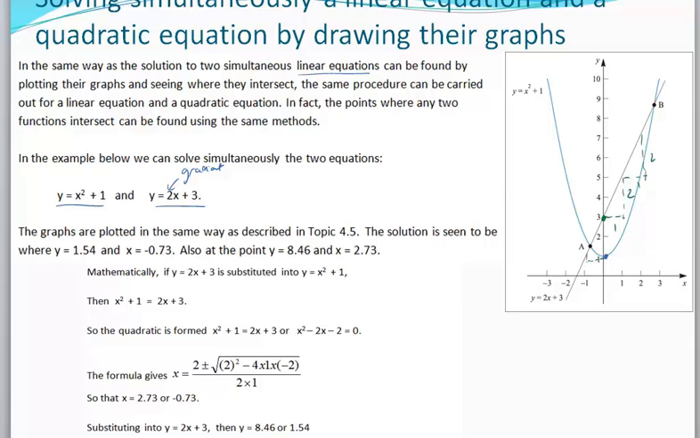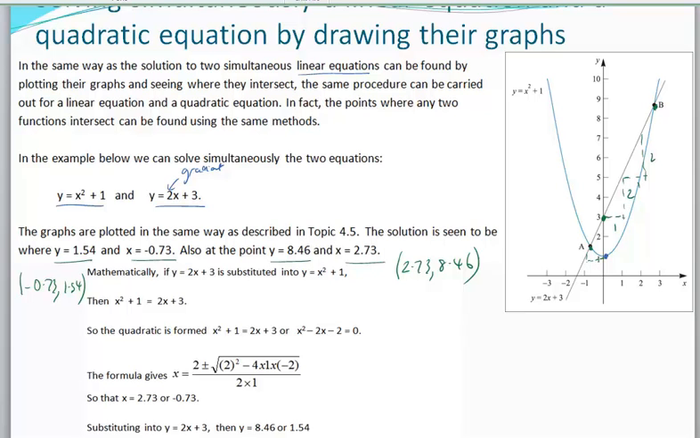And we find our points where we actually meet, if we draw it on here, where y is equal to 1.54 and x is equal to negative 0.73, and also our point where y is equal to 8.46 and x is equal to 2.73. So we actually label them here. We'd always write our x value first: 2.73, 8.46, and here we have negative 0.73, 1.54. These are our two points where we can solve our two equations simultaneously, where they meet.